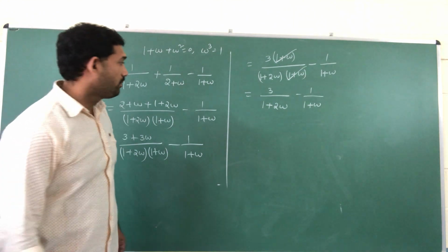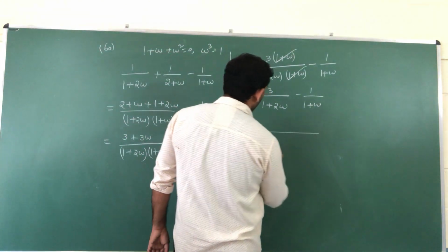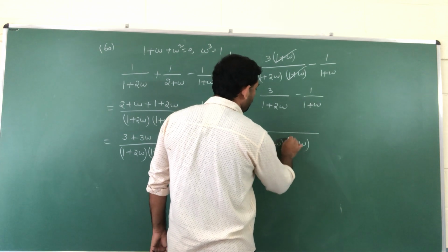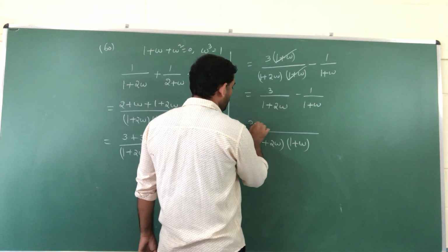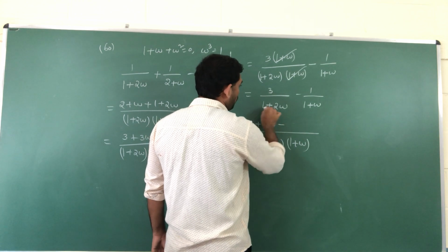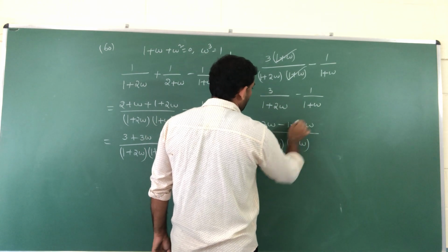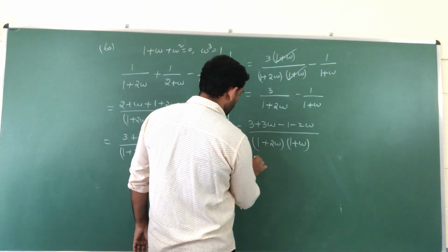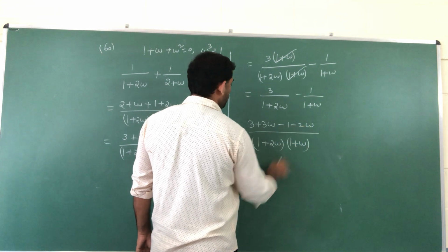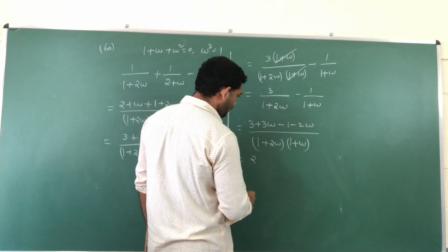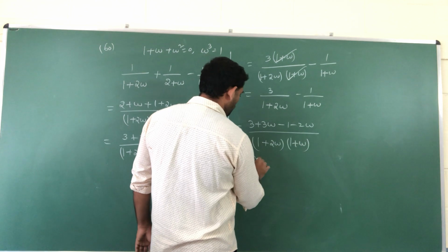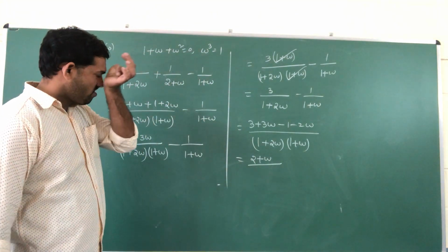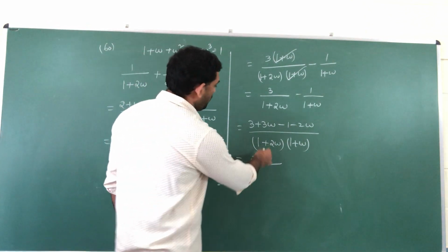Again do the same procedure. 1 plus 2 omega and 1 plus omega. So 3 is multiplied: 3 plus 3 omega, minus 1 multiplied: minus 1 minus 2 omega. So simplification: 3 minus 1 is 2, 3 omega minus 2 omega is omega. So 2 plus omega.